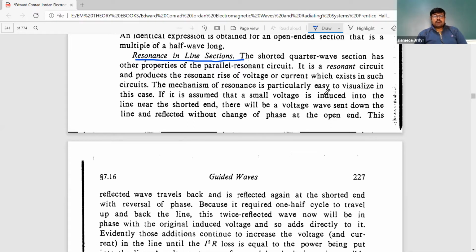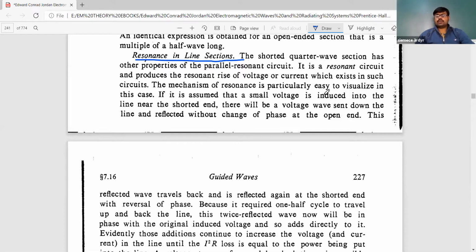So the mechanism of resonance is particularly easy to visualize in this case. If it is assumed that a small voltage is induced into the line near the shorted end, there will be a voltage wave sent down the line and reflected without change of phase at the open end. So that is the conclusion.